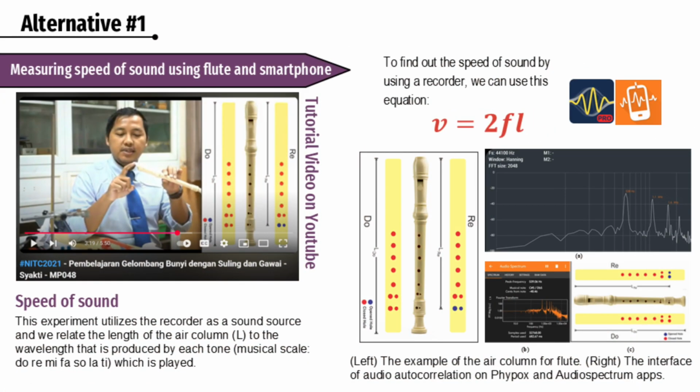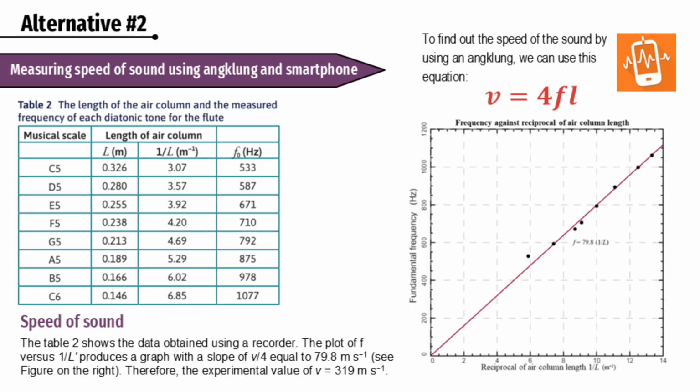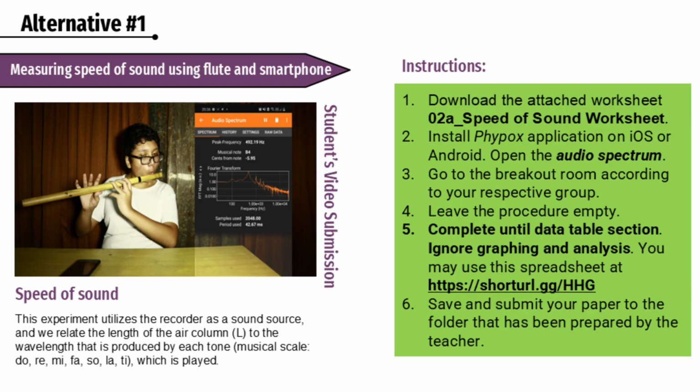We have 3 different experiments to explore, and you can choose the one that best fits your classroom resources, learning objectives, and lesson format. The alternatives include: 1. Measuring the speed of sound using a flute and smartphone. 2. Measuring the speed of sound using angklung and smartphone. And 3. Using a coconut leaf trumpet for measurement.